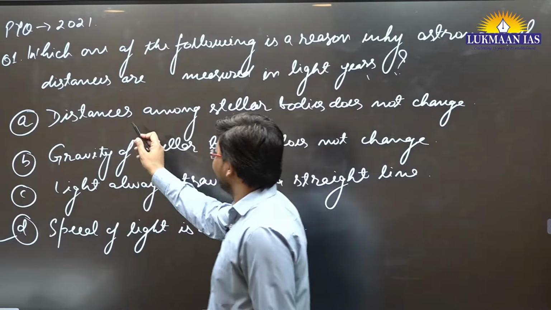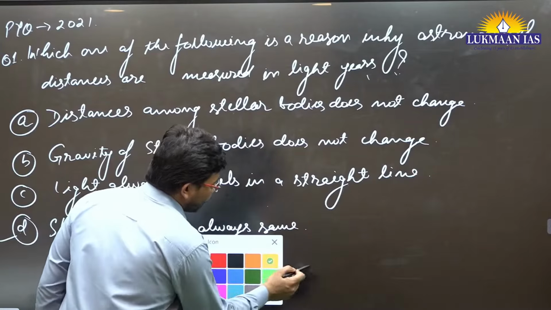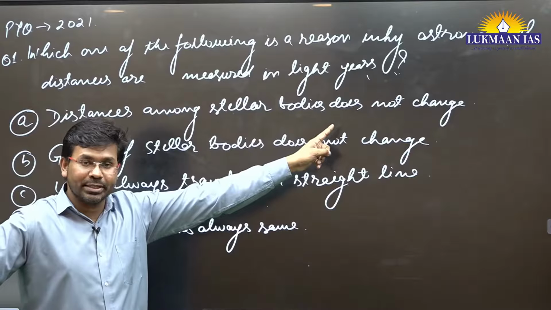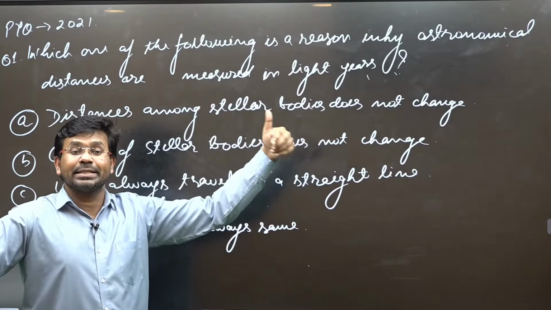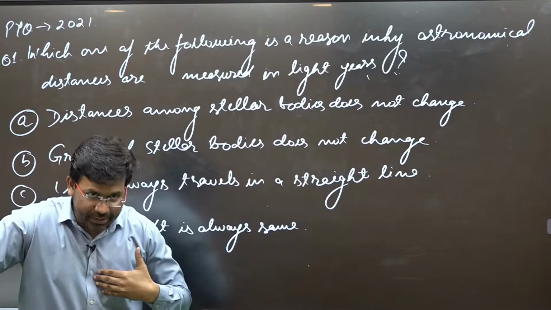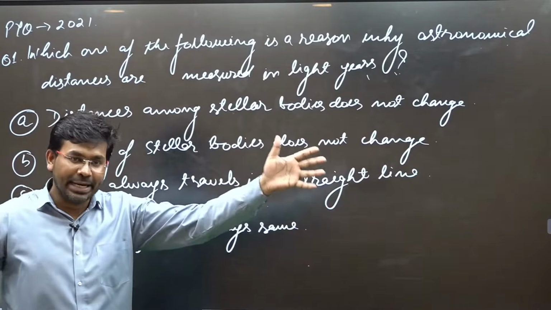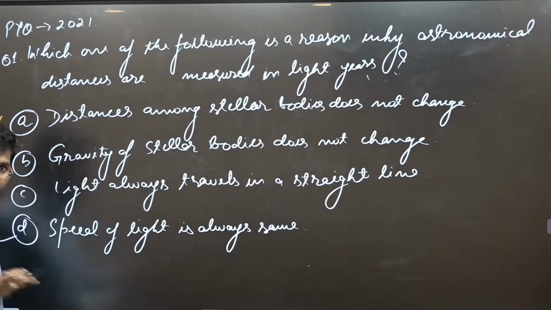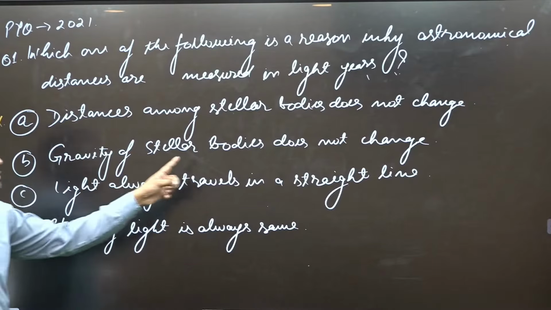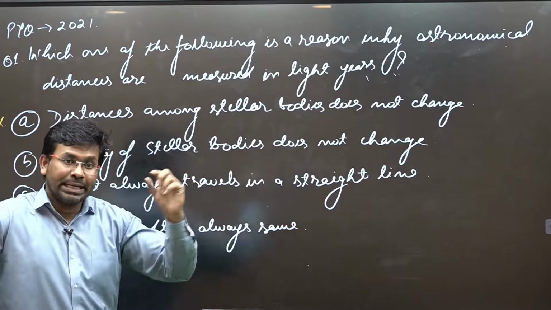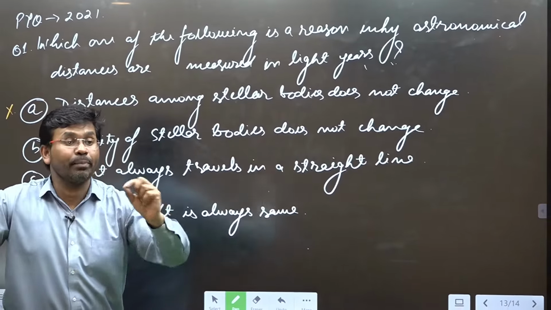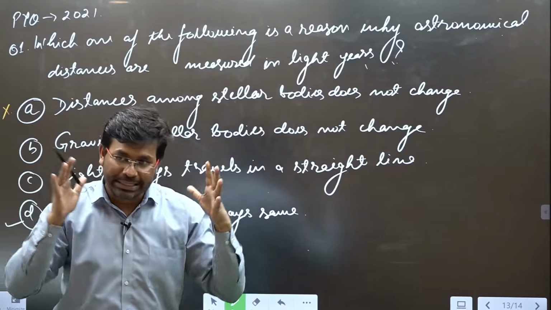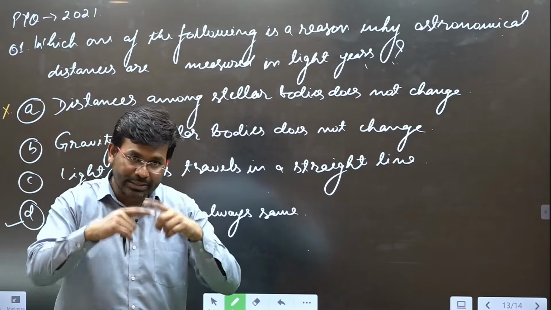First, let us see why other options are not correct. It says distances among stellar bodies do not change. But this is wrong. Why? Because we have just understood that the universe is expanding, right? So that's why the first option is wrong. Second, gravity of stellar bodies does not change. Gravity is a function of the mass of a body. When we talk about stellar bodies, for example the sun, what is happening on the sun?